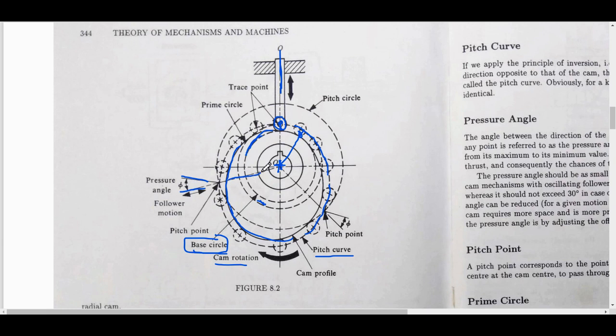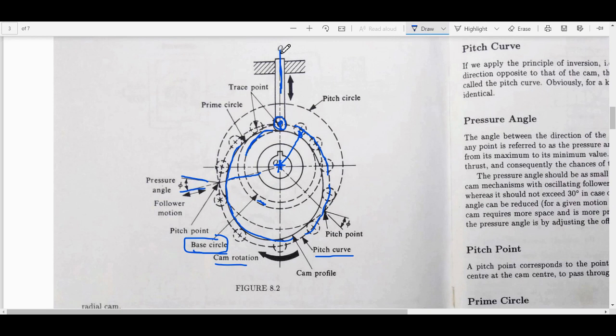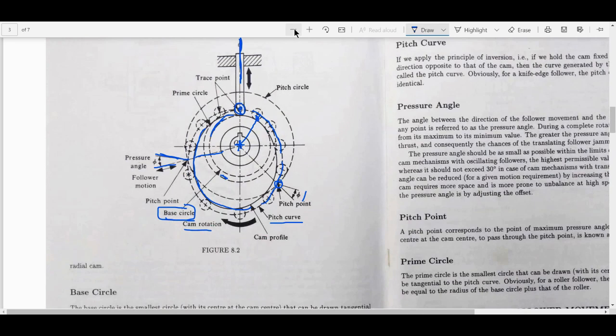Why radial line? Because that is the direction of the motion of this. It's a radial cam, and the normal to the pitch curve. Okay, so the pitch circle passes through the pitch point, which is the point where the pressure angle is largest. Okay, so these are some terms that are used.